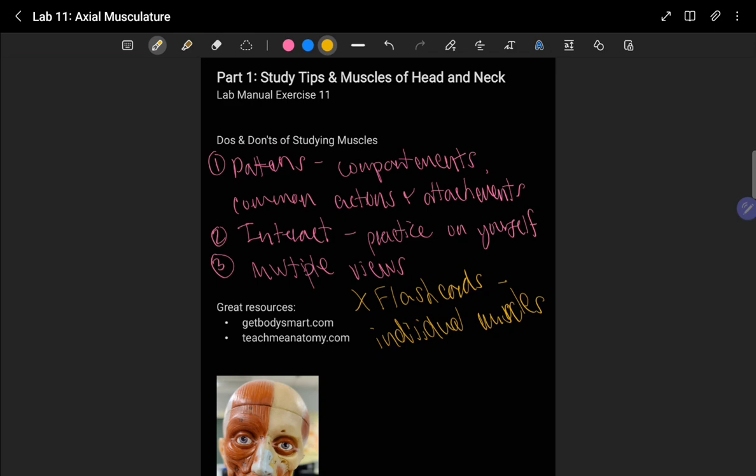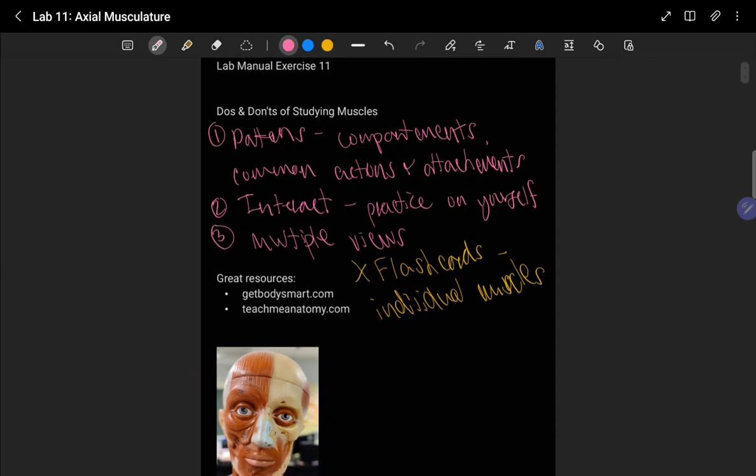So if you are going to do flashcards, I would recommend incorporating these first 3 points. Make flashcards for common muscle groups, make flashcards to list muscles with common actions, things like that. But don't make flashcards just for individual muscles, because that's a really good way to overwhelm yourself with information. So those are just my quick and easy tips for approaching the muscle system.